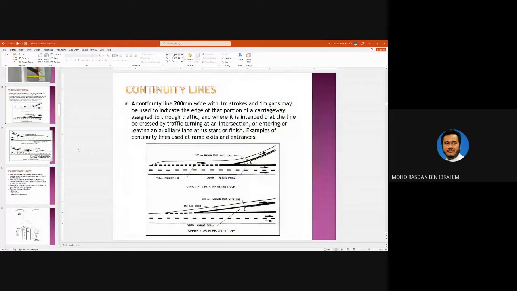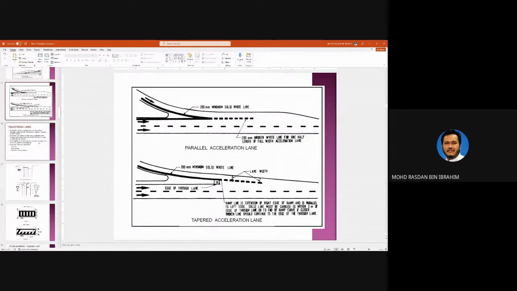Continuity lines, the width is 200 mm, 1 meter stroke and 1 meter gap. It is being used to indicate the portion of the carriageway assigned to through traffic where the line is intended to be crossed by traffic at an intersection or leaving or entering an auxiliary lane. So this is an auxiliary lane. This continuity line is being used to distinguish that this is the area for you to move into this other lane. Same here, the use of continuity lines.